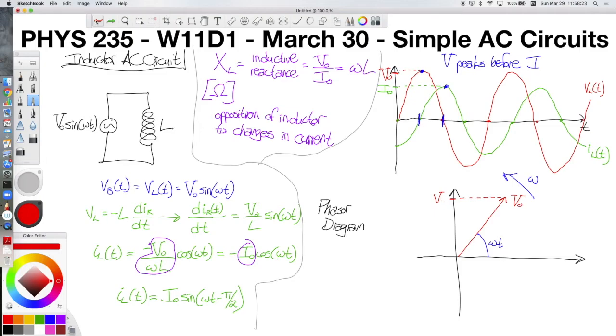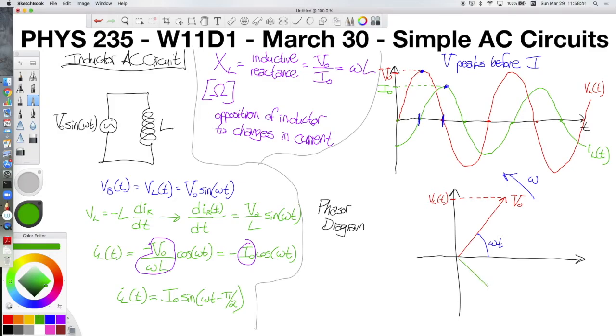Oh, that is not V naught. That should be the voltage across the inductor as a function of time. Well, now we still need to draw our current vector on here, but now the current vector shows up 1/4 of a period later at its maximum than the voltage does.